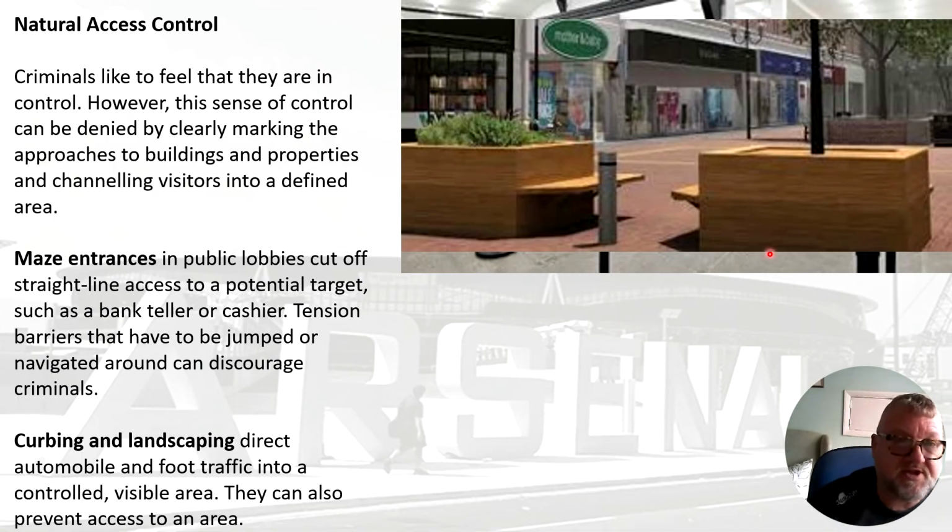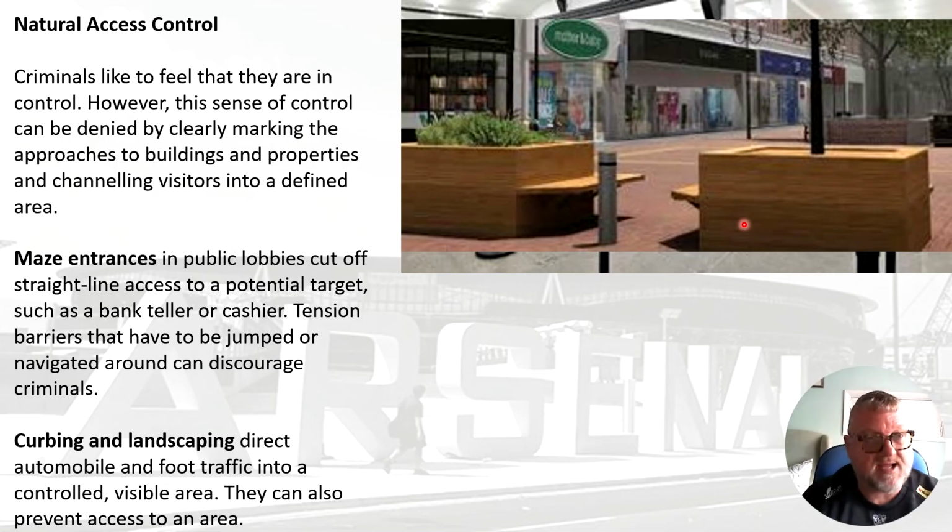So if we look at things like this in this pedestrian precinct, no car's going to get through there with those huge solid wooden planters there. And that's an example of CPTED, to stop access where people get in, raiding shops, taking out cash machines, that sort of thing. They're not going to be able to get to the shops to do that. And that's curbing and landscaping.